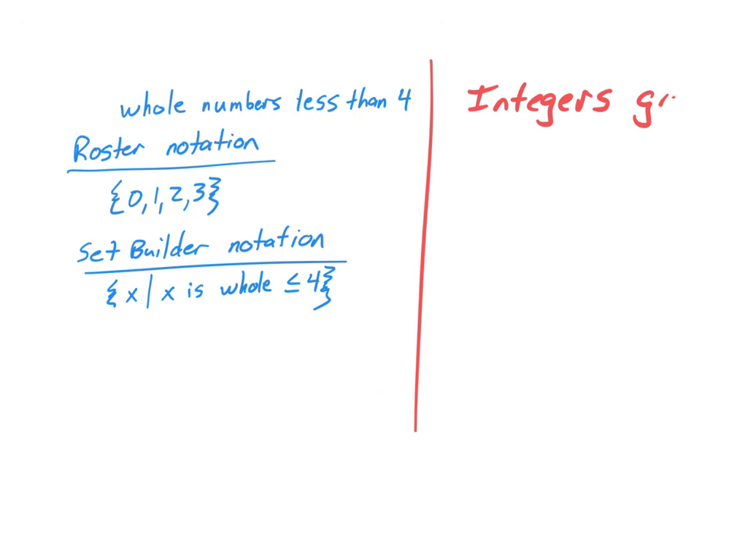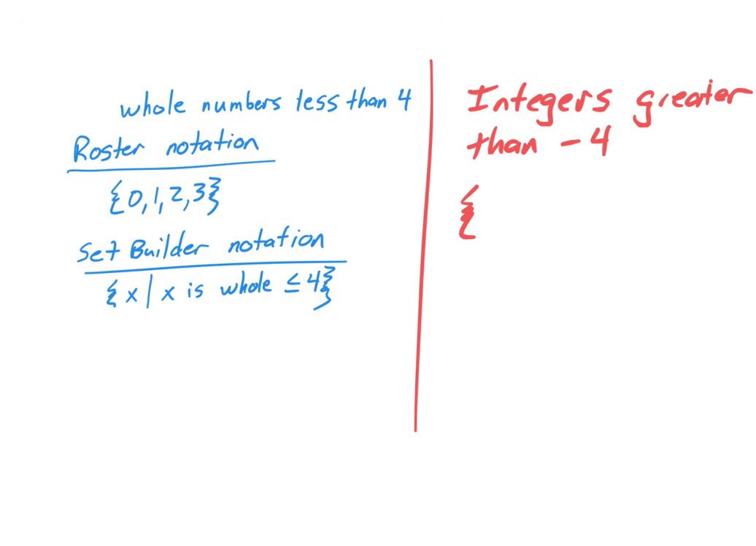Greater. And I'll just do a different number here. Greater than negative 4. Integers greater than negative 4. Okay. For roster notation, that's a little bit harder, right? Because that list is going to go on forever.